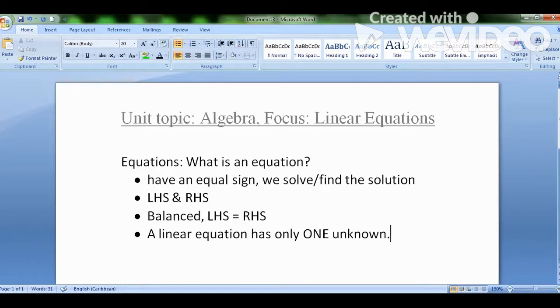So you won't find a question with a linear equation containing x and y. It would be called a simultaneous equation. So a simultaneous equation has how many unknowns? Two unknowns, that's true. But we're just focusing on equations that contain what? Only one unknown. Everybody following so far? Any questions?